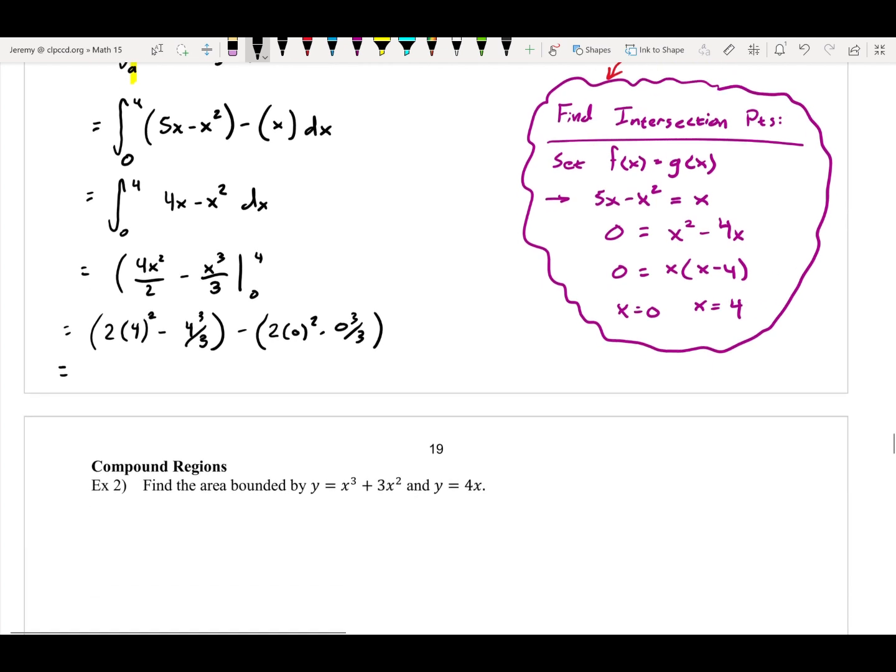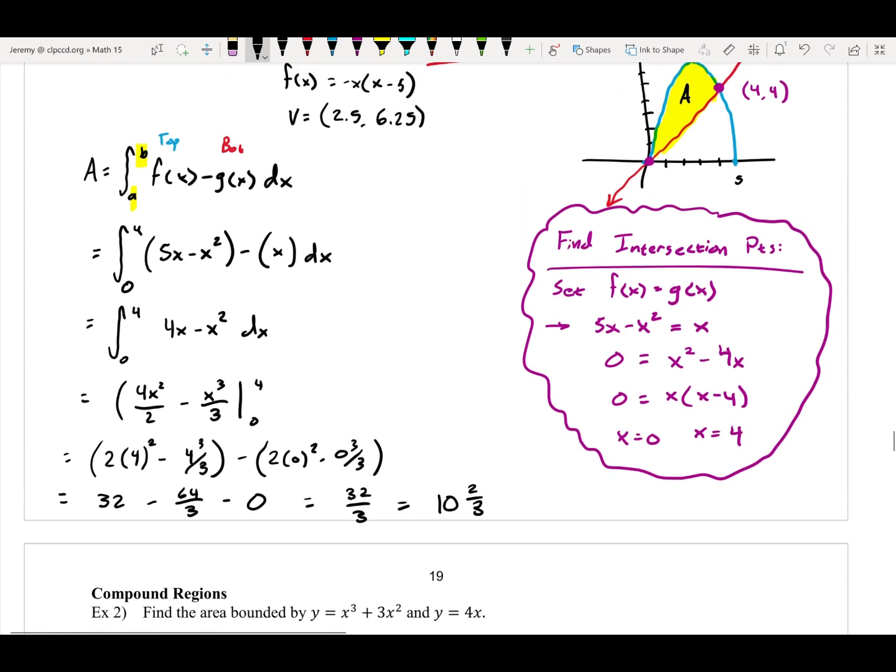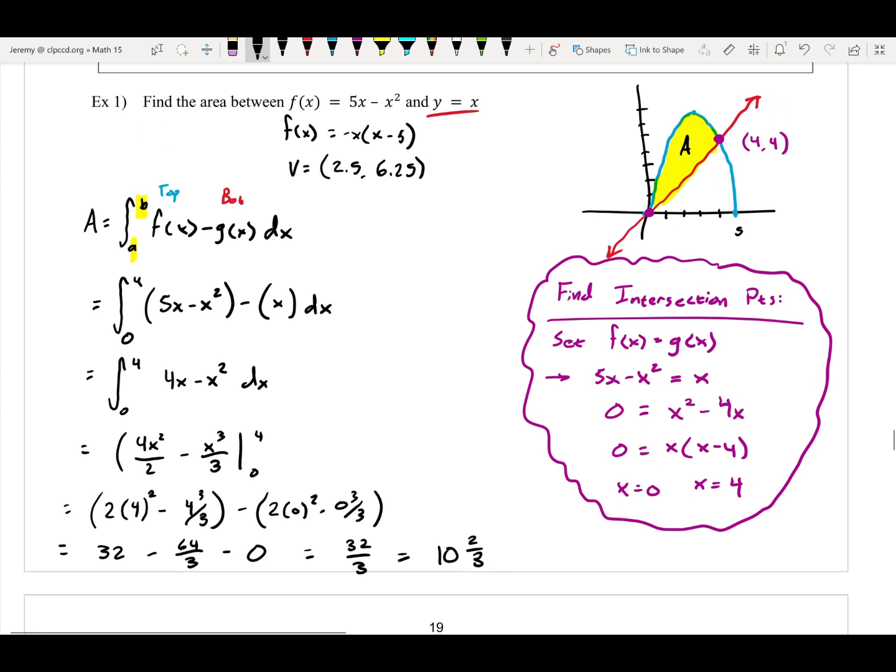And that whole thing on the right goes to 0, so I'm just going to have 32 minus 64 over 3, and then minus 0. And you can simplify this. I got common denominators and subtracted these values, and I was left with 32 over 3. Or you could write that as 10 and 2/3. Either is fine. And since we were asked to find an area, I'm going to give my answer with units squared.